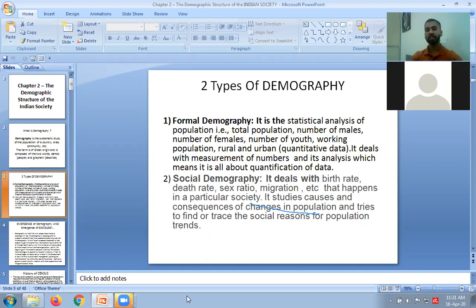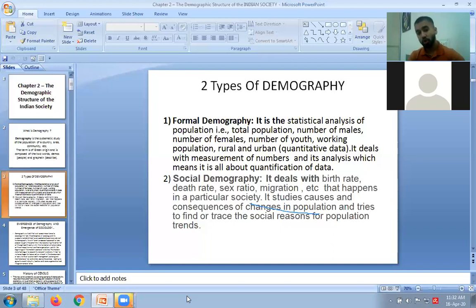So it's important to understand that formal demography is all about the measurement of population, and through which we come to know about the total population, number of males, number of females, number of youth, working population, non-working populations, and something like that. And all these things come under formal demography. But on the other hand, when we study or when we understand social demography, then it is something that deals with birth rate, death rate, sex ratio, migration, etc. that happens in a society.